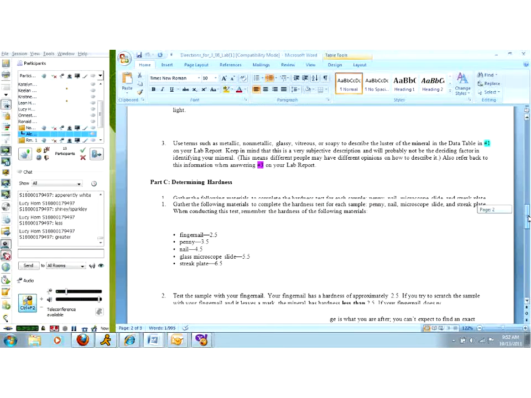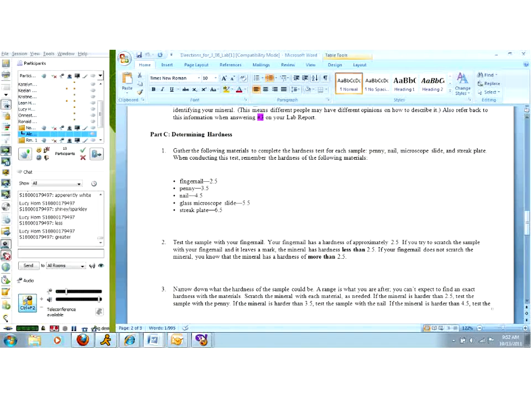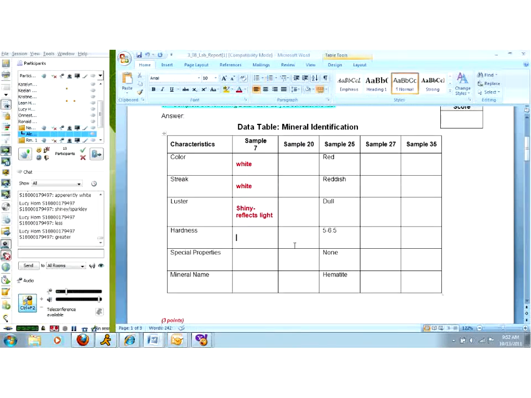So we're going to go ahead and take it. You're going to start with the least hard. I'm actually going to take my goggles off so I can see what I'm doing. All right, so I'm going to take my fingernail and I'm just going to scratch my fingernail on the sample, and what's happening is my fingernail is getting scratched, but the sample is not. So then I'm going to go next.